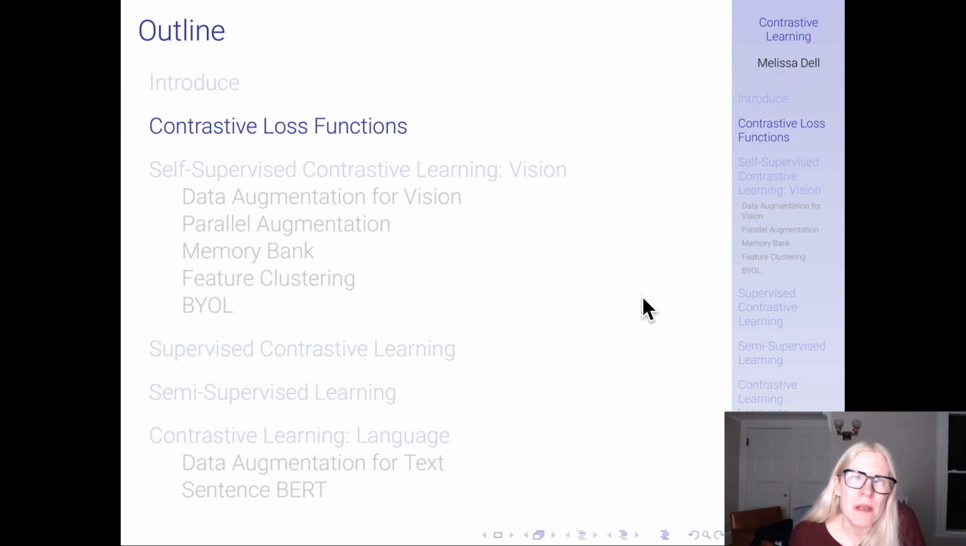All right. So I'm going to start out by introducing contrastive loss functions, and then I'll spend much of the lecture talking about self-supervised contrastive learning in vision, which was an area where contrastive learning really took off. But I'll also mention briefly supervised contrastive learning, semi-supervised learning, and contrastive learning in the context of language.